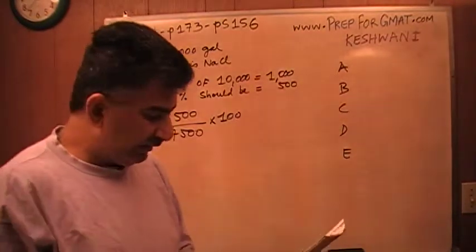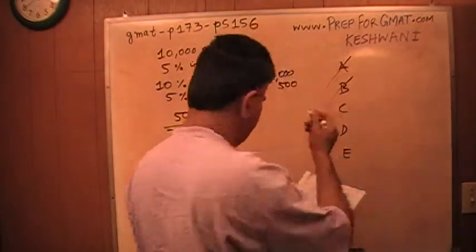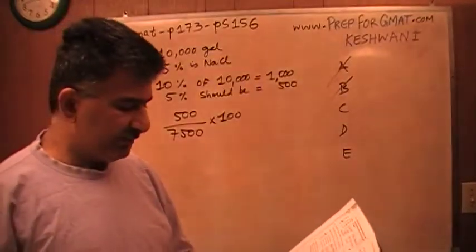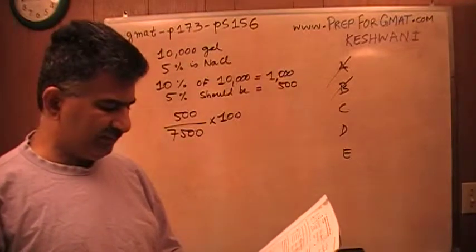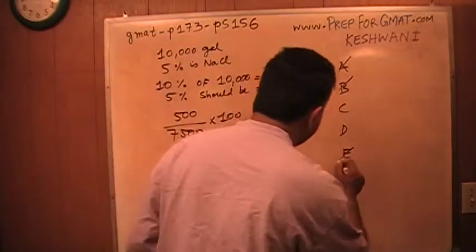There you go. A and B are nonsense. These are silly. A says 1.25%. B says 3.75%. Those are nonsensical choices. E is also nonsense. It's too large.